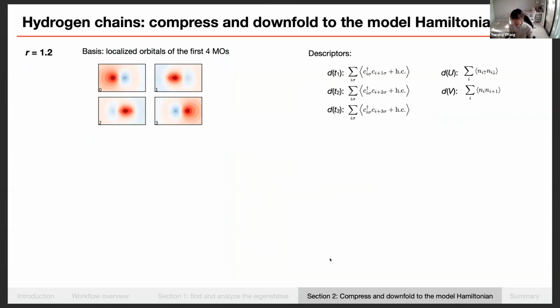Okay, now that we have our data set, which includes the energies and reduced density matrices, how do we actually downfold to a model? Let me give you an example for R equals 1.2. This is a bond length that's very close to the weakly interacting regime. But we are using localized orbitals from the first 4 molecular orbitals. This is a rotation of the first 4 molecular orbitals. For those of you who are more advanced, these are intrinsic atomic orbitals. So you can take them as if they are just S-like orbitals localized on each site.